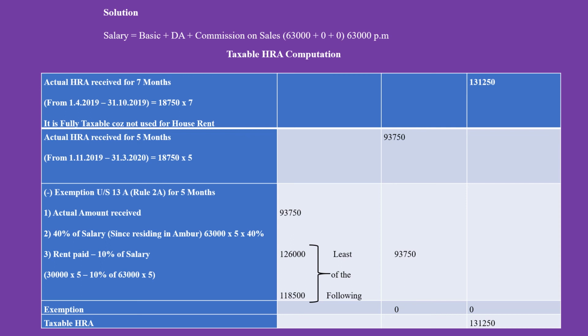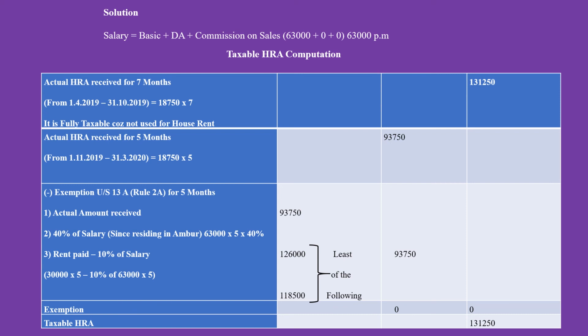Now coming to the next 5 months where he is actually staying in a rented house and paying a rent. That starts from 1st of November. So November, December, January, February, March. Till March 31st, our financial year is over. So for the next 5 months, we are going to calculate the exemption on HRA. Actual HRA received for 5 months is going to be 18,750 into 5. So that is 93,750. We take it to the outer column.